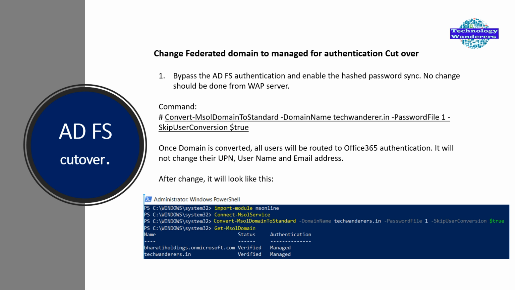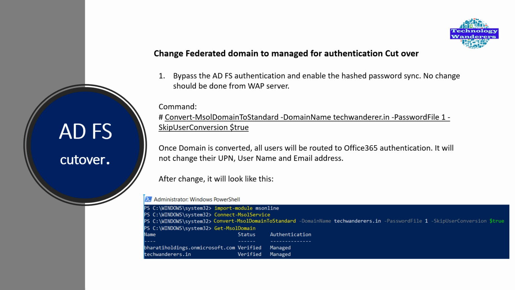The first step: connect to your MSOL service as given in the screenshot. Run this command, Convert-MsolDomainToStandard, and give your domain name. PasswordFile is yes, since you are going to sync the password, so that is one parameter you have to give. You are keeping your users as Active Directory users, so keep the -SkipUserConversion switch set to true. Users do not have to be converted, and the UPN will not change. Make sure you keep SkipUserConversion as true, okay.